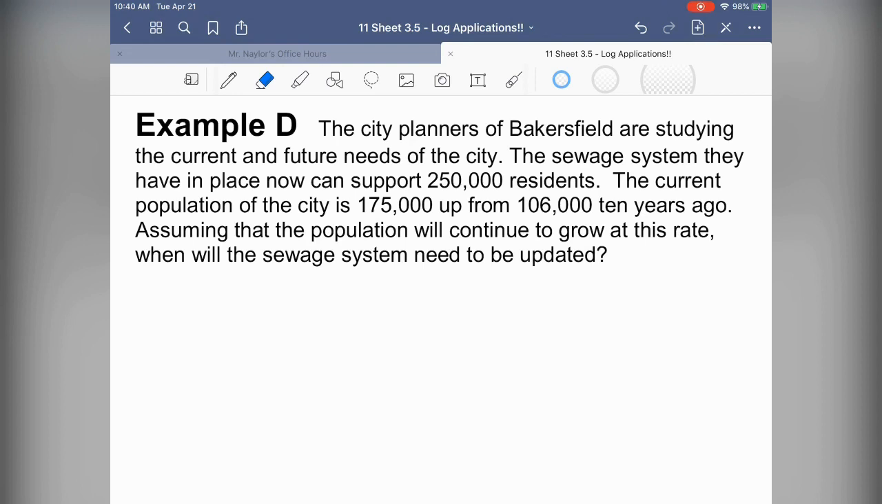Because students will often ask, well, how do I know if I'm supposed to use the natural continuous change formula, this y equals n e to the kt? And the answer is simple. As long as the problem is in a continual state of change, then we can use this formula. And so here we have a sewage system. It looks like it can support 250,000 residents.